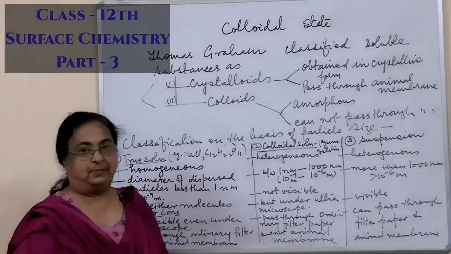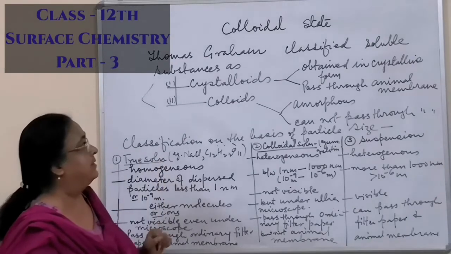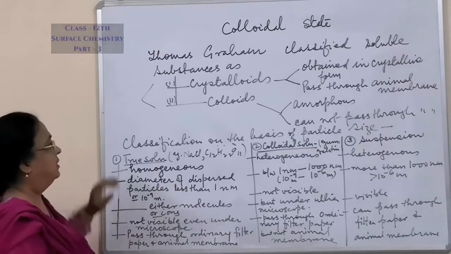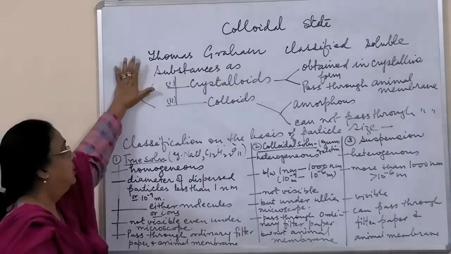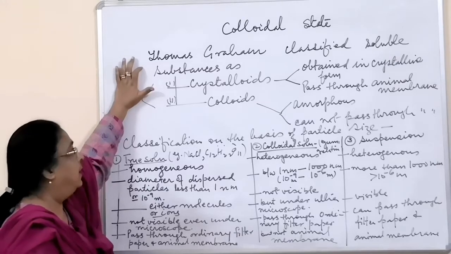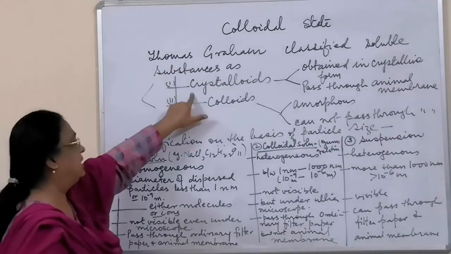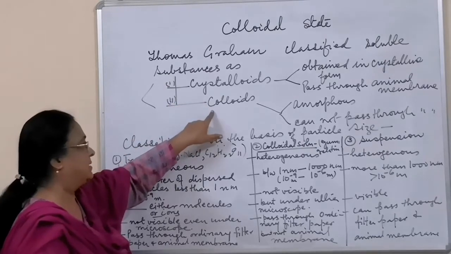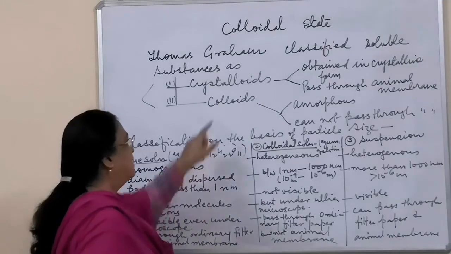We'll continue the chapter surface chemistry, and now you have to do the colloidal state. And Thomas Graham, this name of the scientist you have to remember. He classified the substances which are soluble in water and form solution into two forms, as you can see, crystalloids and colloids. You should know the difference between crystalloids and colloids.